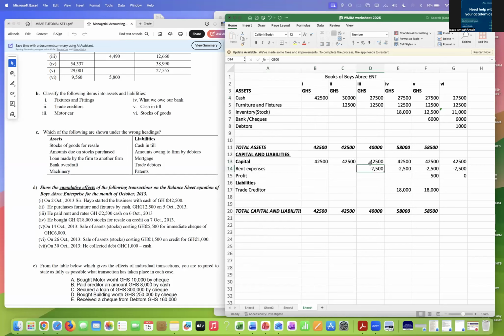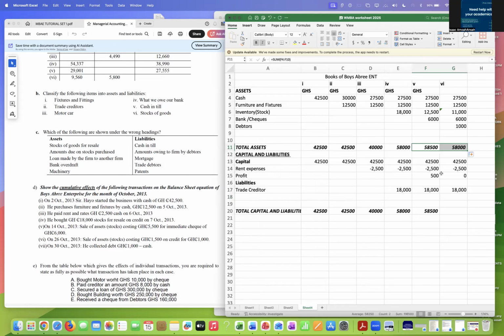But he would also expect you to show the cumulative effect. So the other places where the effect didn't occur, you bring it down. Just like I'm going to bring this figure down here. Even though the effect didn't occur on this, I show the figure that is there. Okay. Let me try to generate the total here.